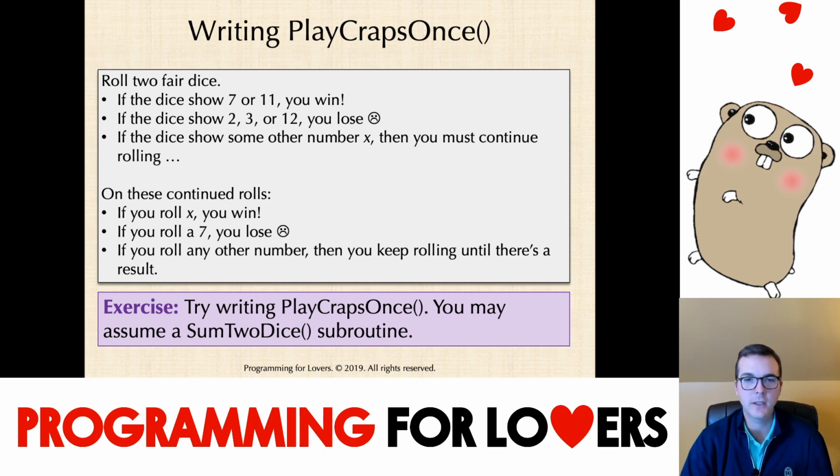I'll discuss that function, but I'll pause here for a second and allow you to take a shot at how we would convert the rules of craps that are shown here to a function called play craps once that will produce true or false based off of the outcome of playing this game. Okay, I'll let you give that a shot.